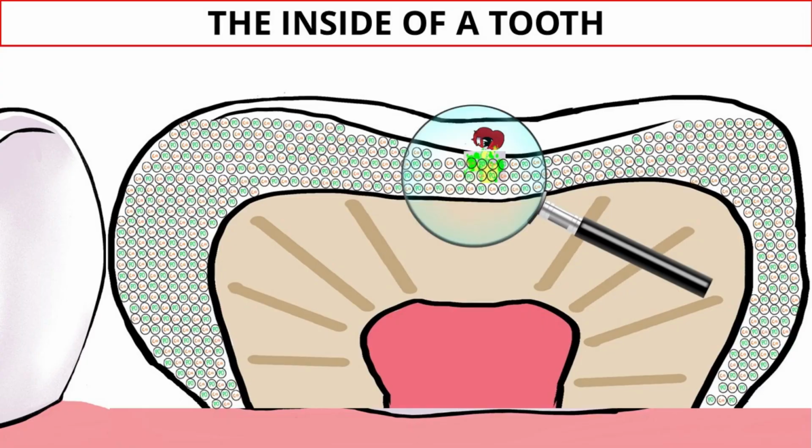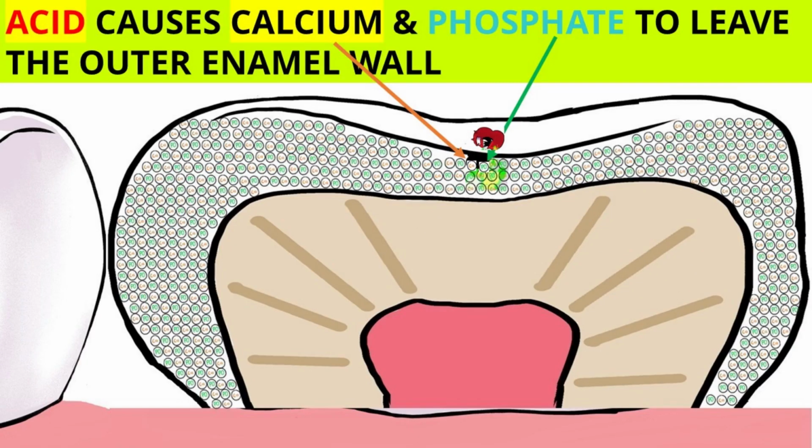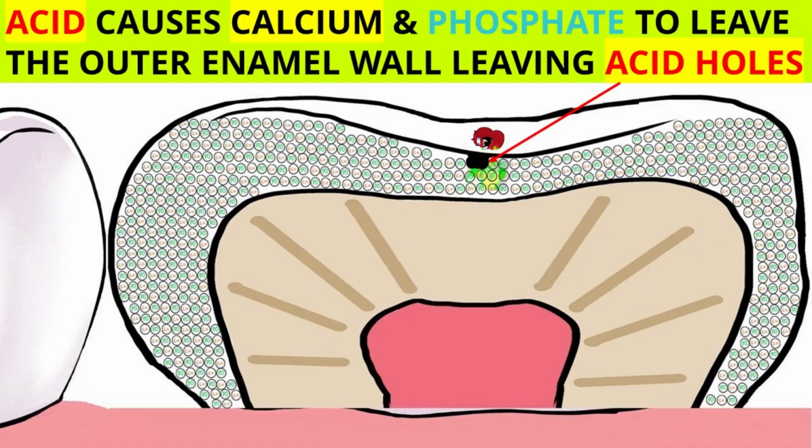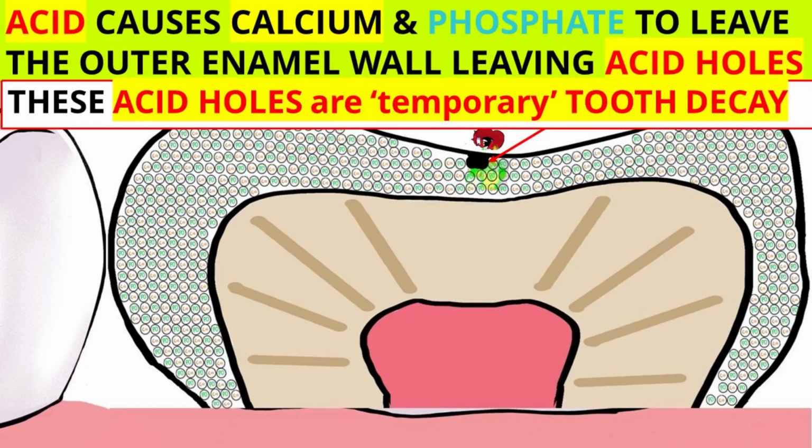Looking at the inside of this tooth, we find acid causes calcium and phosphate to leave the outer enamel wall, leaving acid holes. These acid holes are a temporary tooth decay.